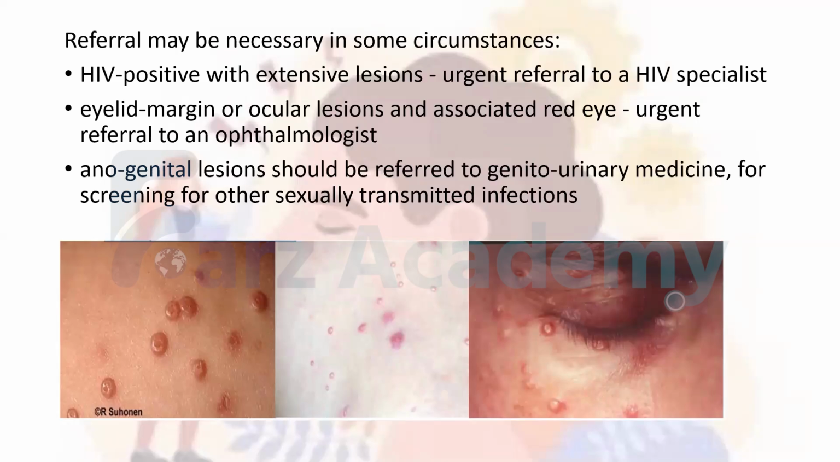So this is an image of molluscum contagiosum, where you can see the slightly raised papule with a central umbilication. Referral is necessary in certain conditions, where the patients are HIV positive, eyelid margin or ocular lesions are involved, and anogenital lesions are also seen.